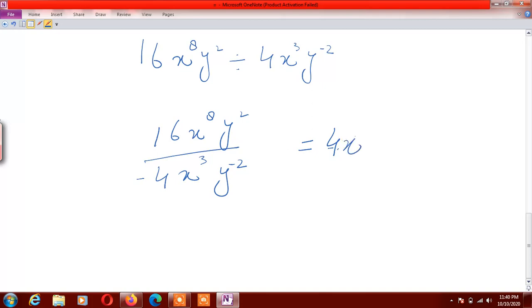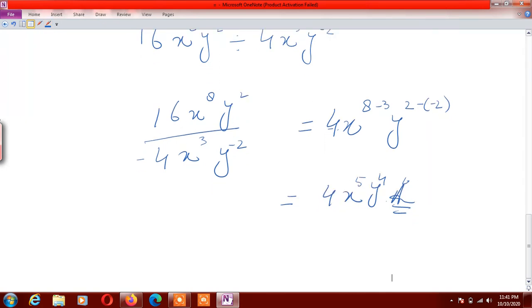So we have 4, and the bases x and x are the same, so in division when the bases are the same, we subtract their powers. 8 minus 3 makes 5. For y, 2 minus minus 2: the value contains a minus sign, so that minus is its own, and minus minus makes plus, so 2 plus 2 is equal to 4. So this is the simple concept of the law of multiplication and law of division. I hope it is clear to all of you.